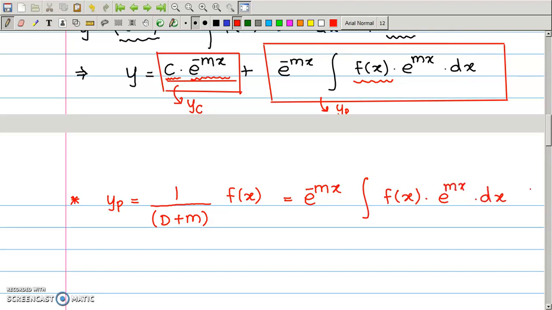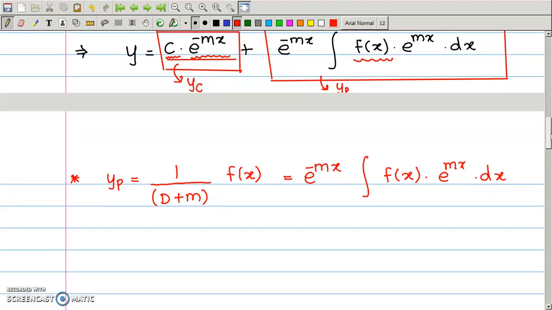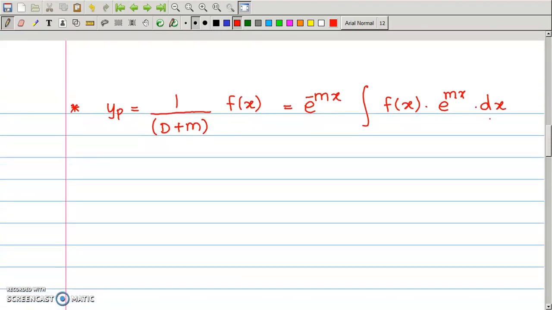So we can use this as a standard formula, instead of dealing with this derivation every time. We can summarize: if your auxiliary equation contains factor (D plus m), then our formula will start with e raised to minus mx outside the sign of integral, then integration of f of x, where this f of x is taken from the differential equation phi of D into y equal to f of x, into e raised to mx.